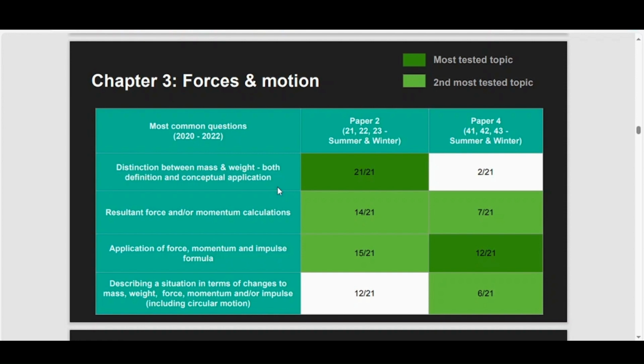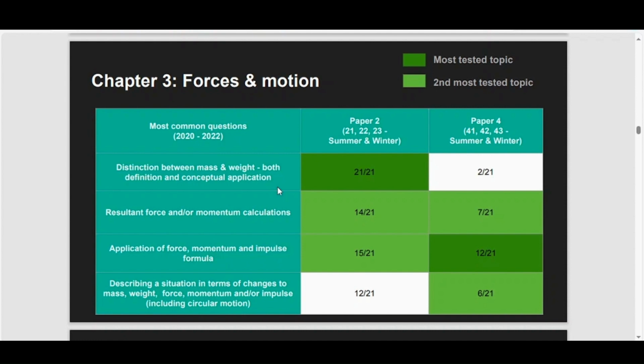This is perhaps the most commonly tested topic across both papers, being tested in 15 out of 21 of the past papers I looked at between 2020 and 2022 for paper 2, and around 12 of the 21 past papers I looked at for paper 4 between 2020 and 2022. So it's definitely a very important concept to be aware of.